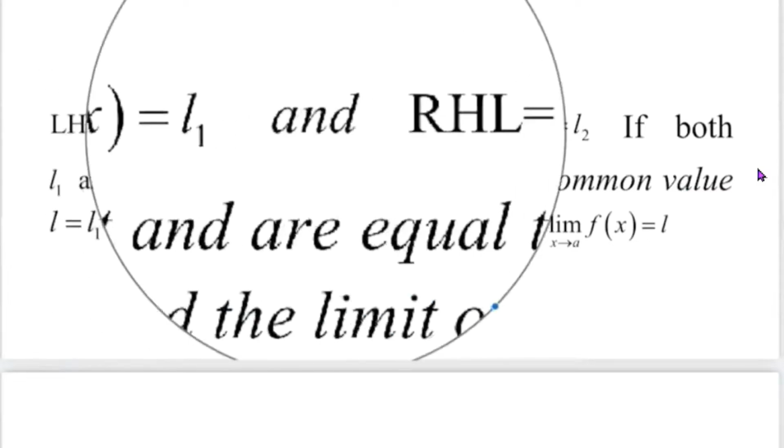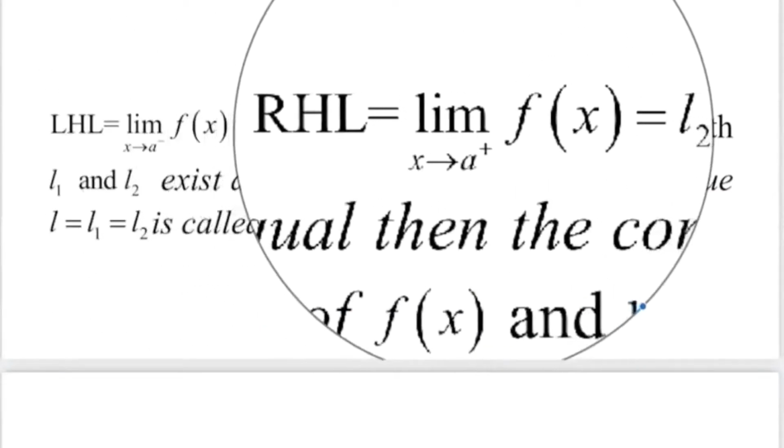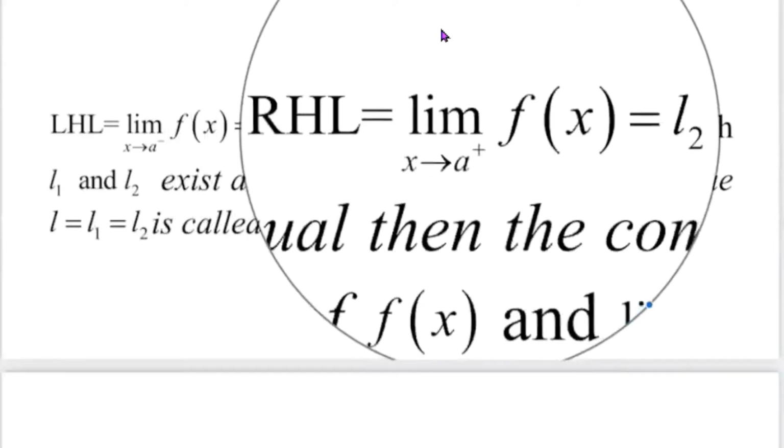The same way, we define the right-hand limit of the function. It means that as x approaches the value a from the right, that is through the values which are greater than a, the value of f of x approaches the value L2. So L2 is the right-hand limit of the function.